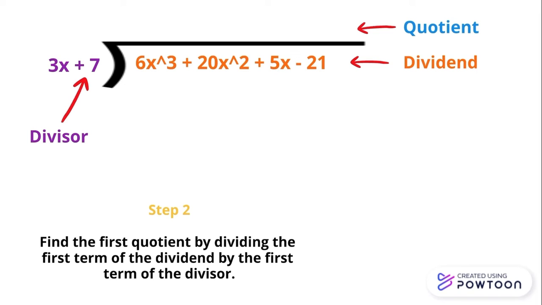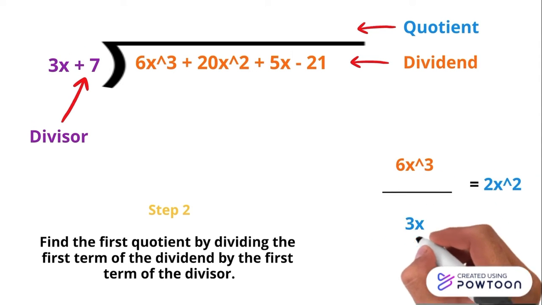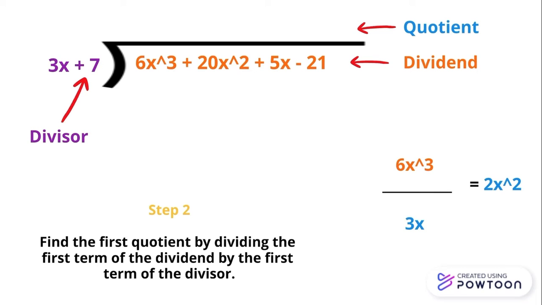For the second step, we need to find the first quotient by dividing the first term of the dividend by the first term of the divisor. In this case, I'm dividing 6x to the power 3 by 3x, and the result will give 2x squared. Now this quotient and the rest of the equations will go on top of the division sign.